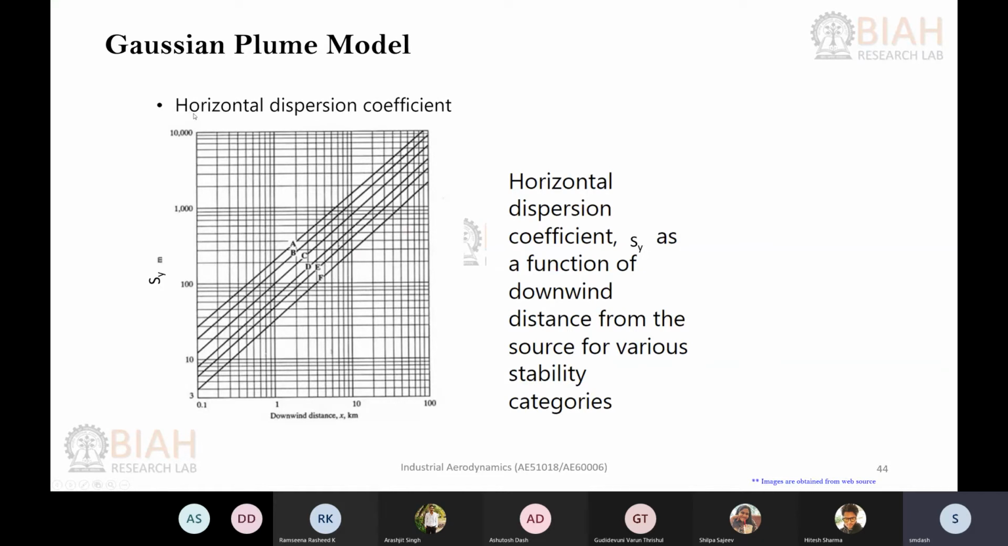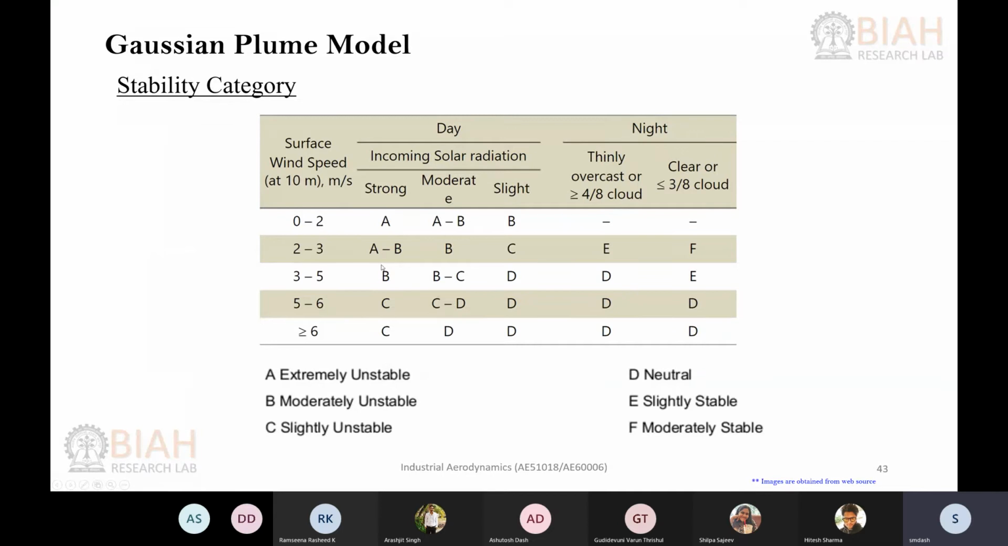And for the horizontal dispersion coefficient, that is SY, and the distance from the stack or the chimney. Okay, so along the x-axis you can see that this is the distance from the chimney, and along the y-axis you can see this is your standard deviation part, and there are a few lines you can see. Okay, so based on the condition you have obtained, let's say you are falling in this B category, based on your wind speed and the solar radiation received.